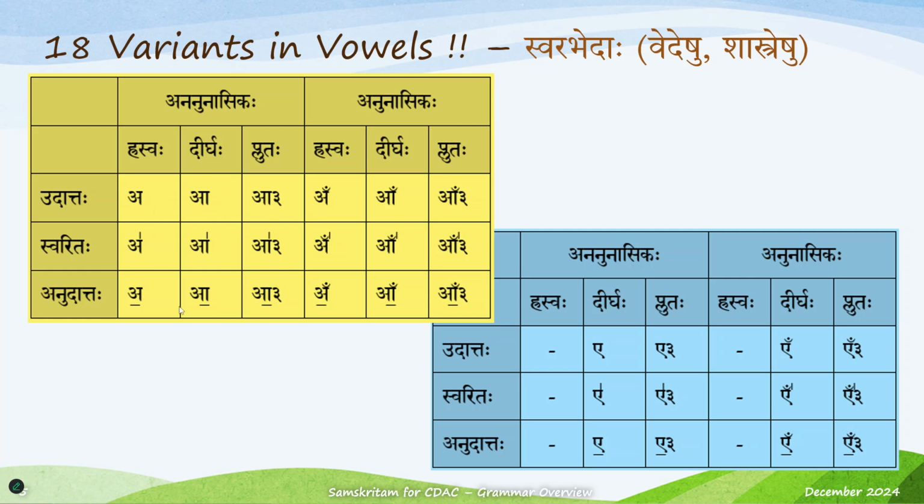Okay, so you get straight away 9 variants. Then there is one other classification called ananunasikaha and anunasikaha. That means this is not like adding that anuswara bindu. Okay, different from adding the anuswara bindu. That's why we use the chandra bindu in the symbol for this.